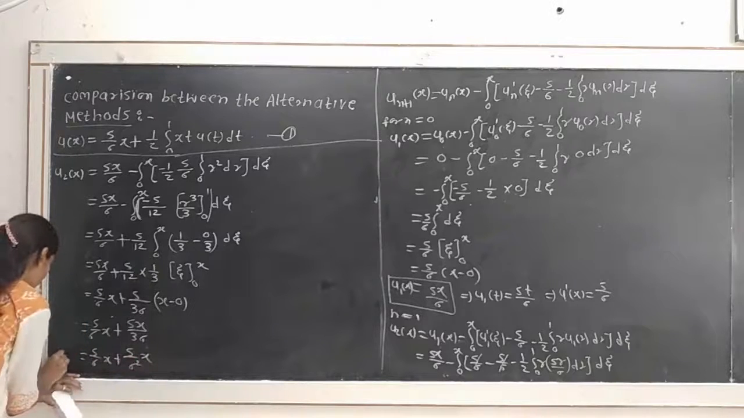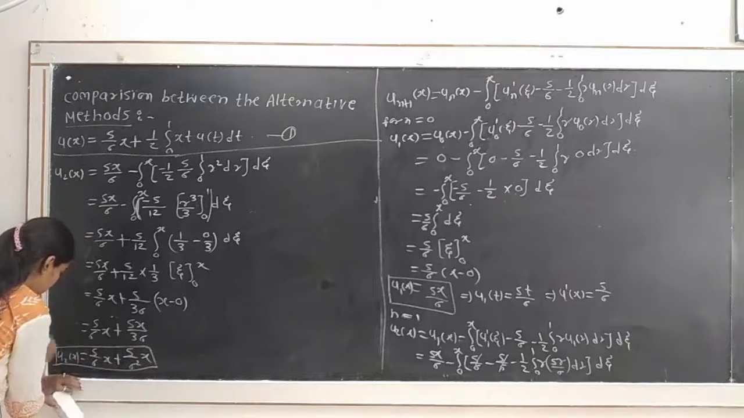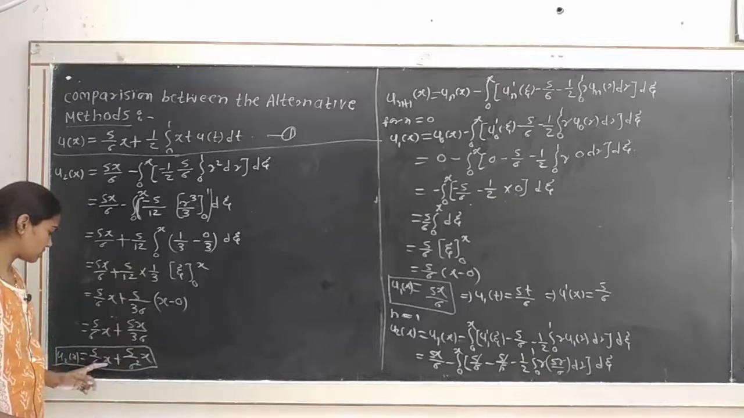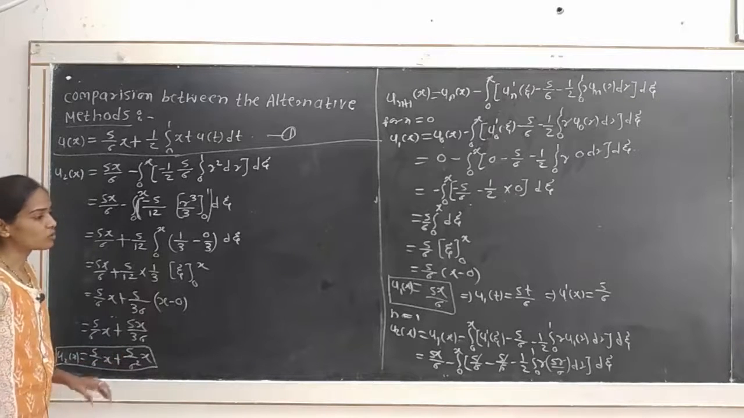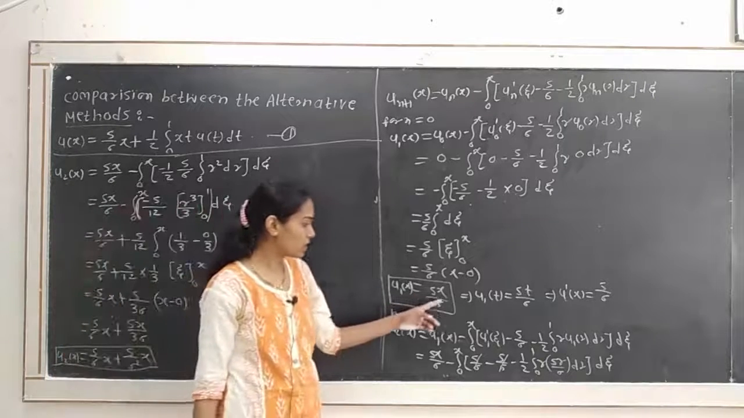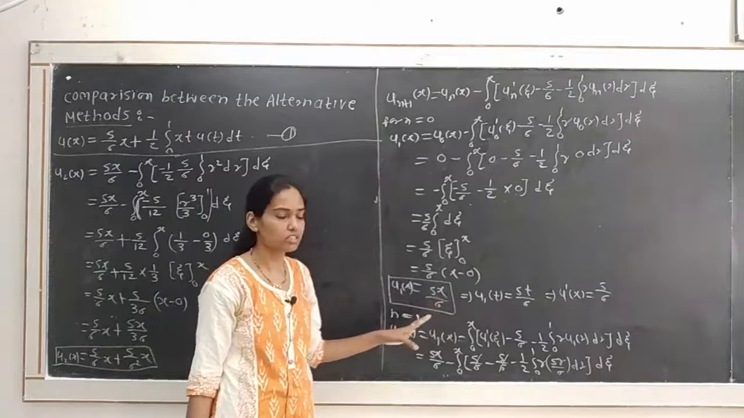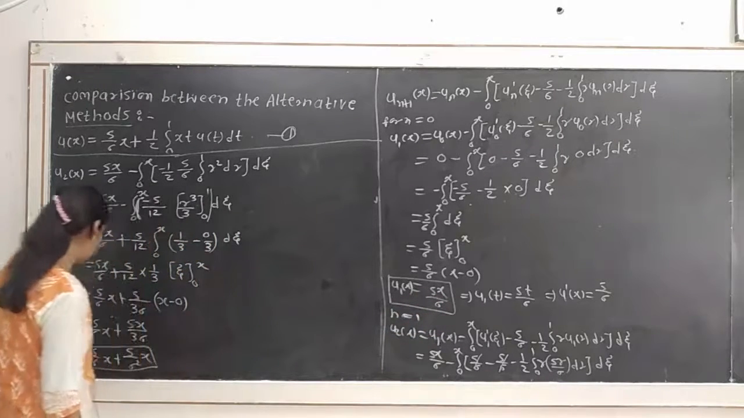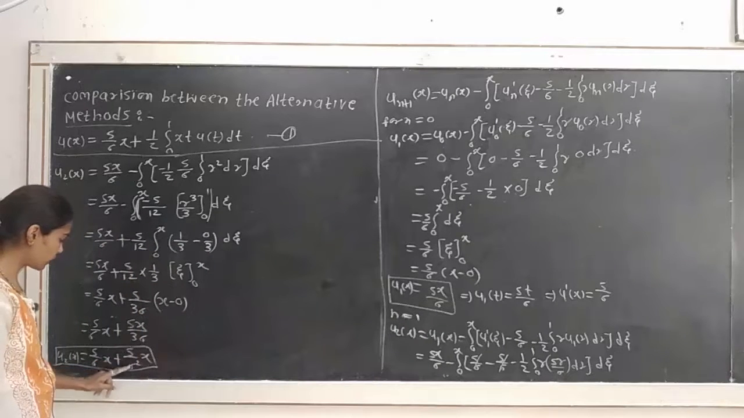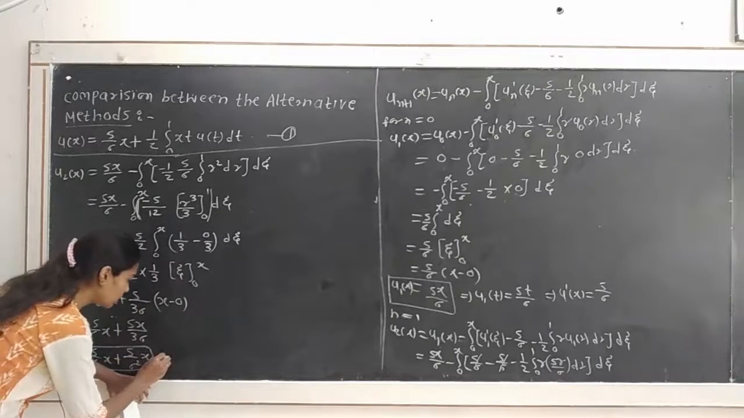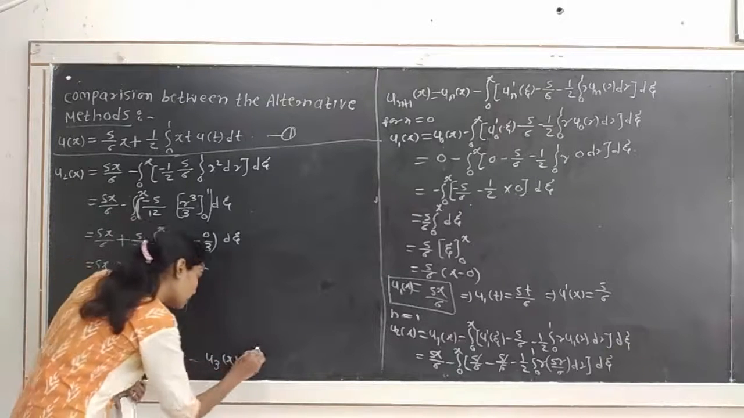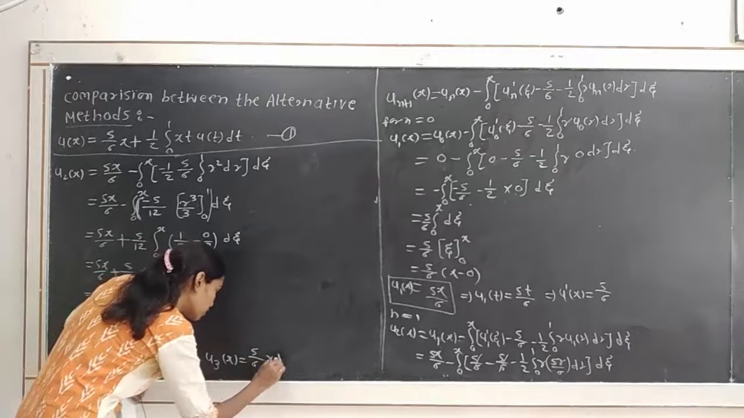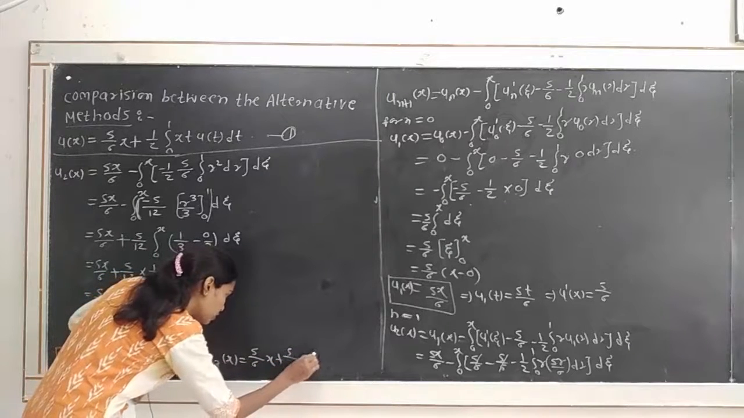So this is the second approximation. u2 of x will be equal to 5 divided by 6 into x plus 5 divided by 6 square into x. So u1 of x is 5 divided by 6 into x, u0 of x will be 0, then u2 of x will be 5 divided by 6 into x plus 5 divided by 6 square into x. So continuing in this way, if we find u3 of x, then u3 of x will be 5 divided by 6 into x plus 5 divided by 6 square into x.